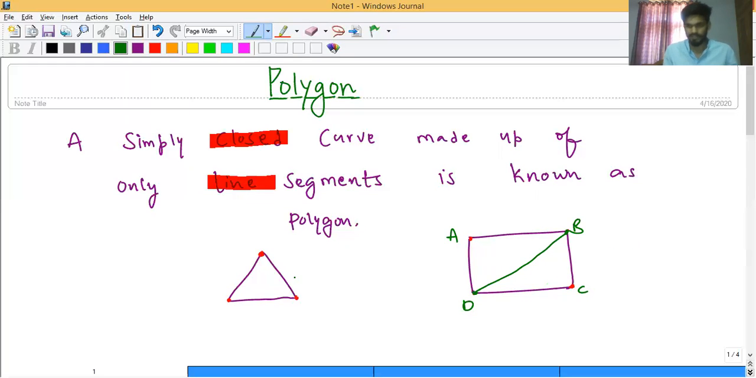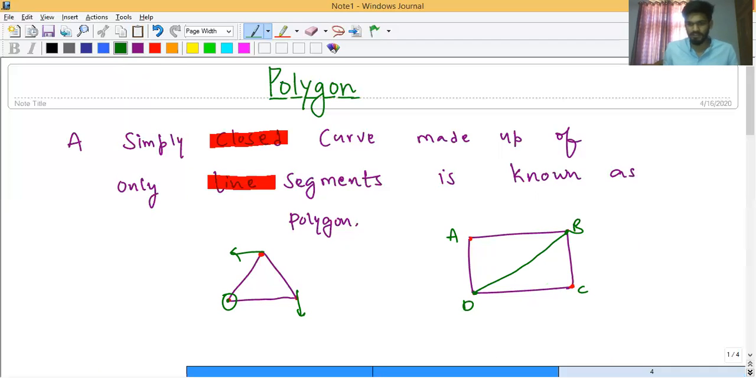In triangle, we don't have any diagonal. Why? Because we don't have any non-consecutive vertices. If you see, if I pick this vertex, then this is also consecutive, this is also consecutive, right? That's why. Okay. So diagonal you have understood.